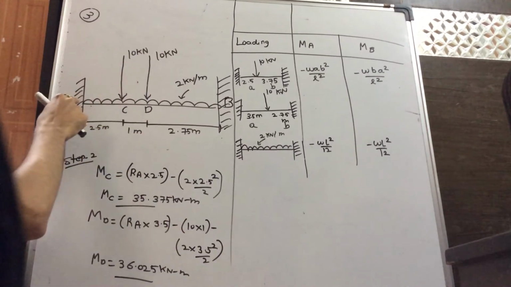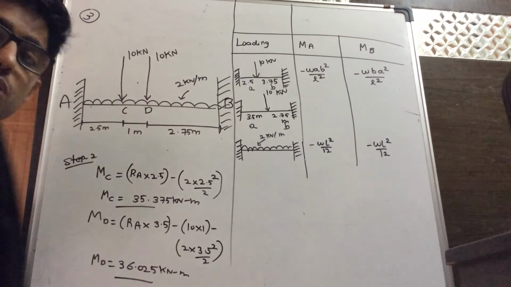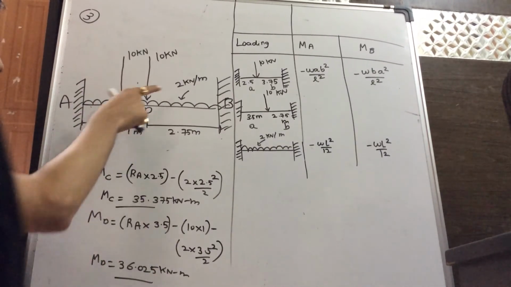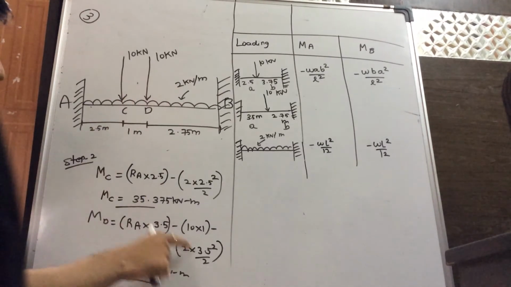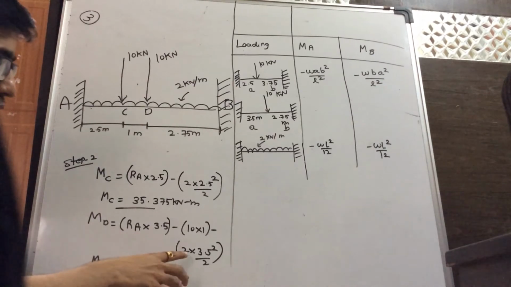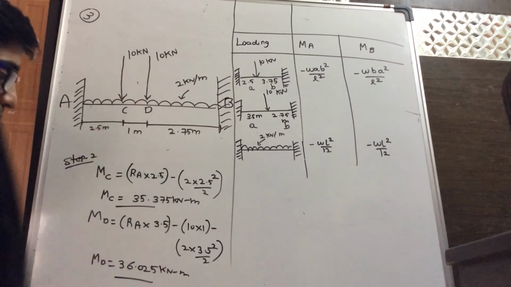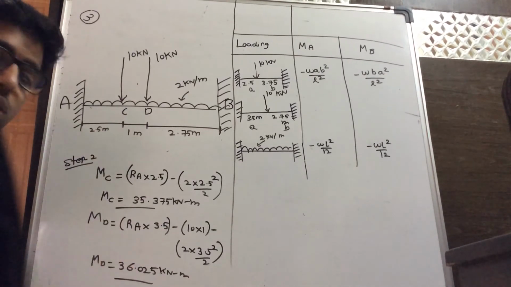And from A to point D, there is a UDL acting over a span of 3.5 meter. So it comes out to be 2 kilonewton multiplied by 3.5 multiplied by 3.5 square upon 2, which comes out to be 2 multiplied by 3.5 square upon 2. So thus moment at point D comes out to be 36.025 kilonewton meter.